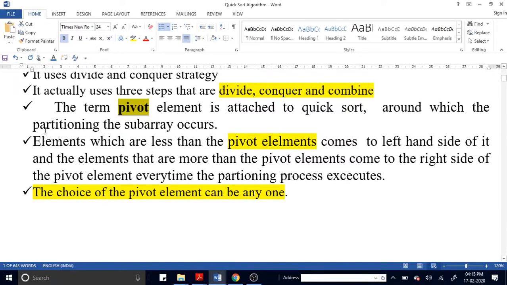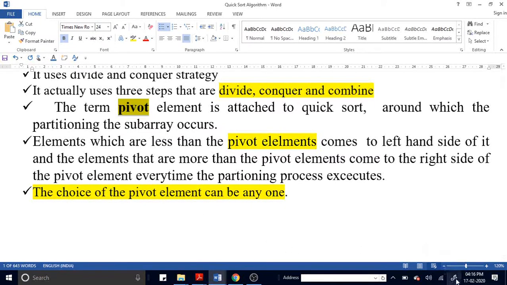So what is the catch in Quicksort? Very simple. Elements which are less than the pivot element come to the left side of the pivot element, and the elements which are more than the pivot element come to the right side of the pivot element. Clear? All of you, are you understanding or not? First you have to choose a pivot element, then scan the array. Whichever elements are less than the pivot element come to the left side of the pivot, and whichever elements are more than the pivot element come to the right side of the pivot element.